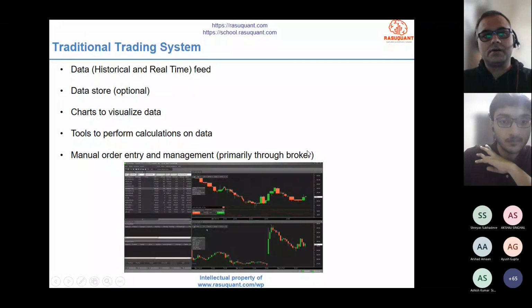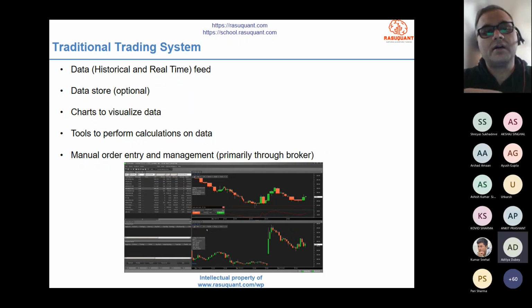All right, so this is how a traditional trading system works. You have a trading terminal in front of you. You're looking at a data feed. You are visualizing the charts. You're trying to perform the calculations. There are tools to help you perform these calculations. And based on that, you do manual entry.